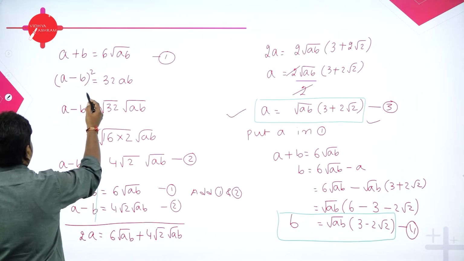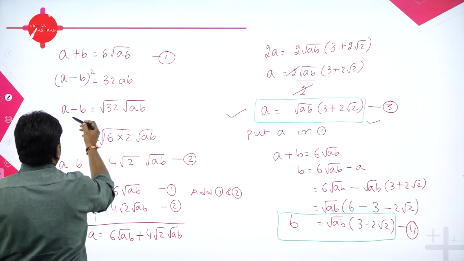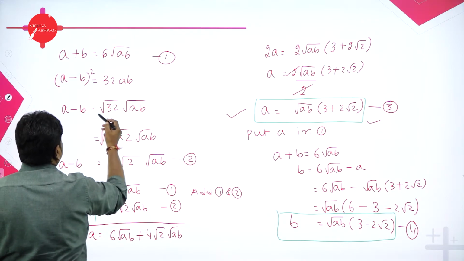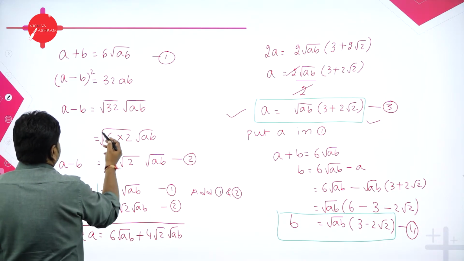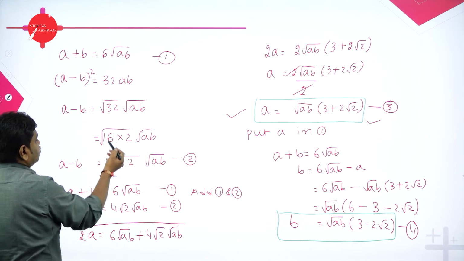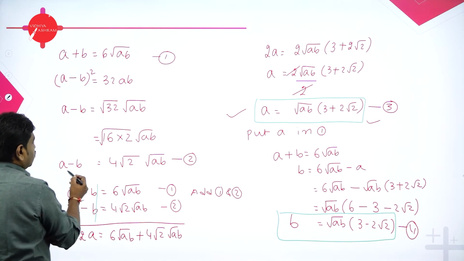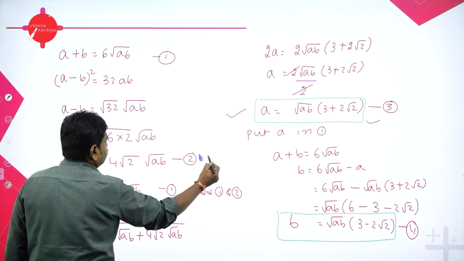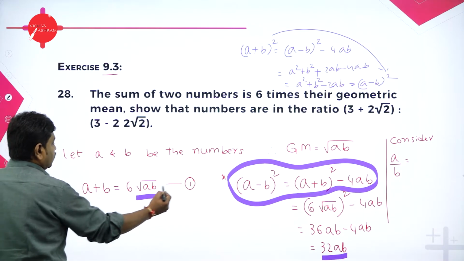So we need A minus B. A minus B the whole square is 32AB. A minus B becomes what? Root 32. Take square root on both sides. So root 32 can be written as root 16 twos. Root 16 is 4, so 4 root 2. So you got A minus B. This is equation 2. Equation 1 is what they gave.